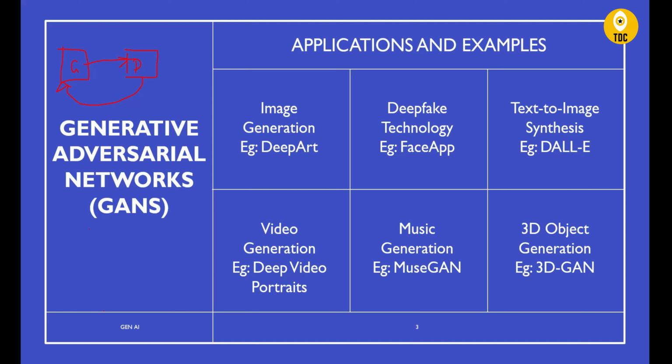It is useful in gaming applications, creating virtual reality, and maybe computer aided design, what we call CAD applications, right? These are the applications and examples of GANs, wherever the GAN models are being used to develop AI based applications, right?